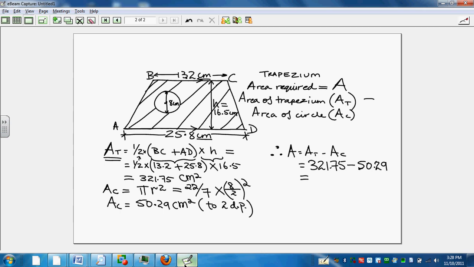Okay? And when we work that out, we'll get 271.46. Again, to 2 decimal places. But remember, this is centimeters squared. Important to put in your unit. If you don't put in that unit, you will lose marks. Okay? So make sure and put in your units. And make sure you put in your accuracy. In this case, we did it to 2 decimal places. So you put to 2 decimal places. And that would be your final answer there.